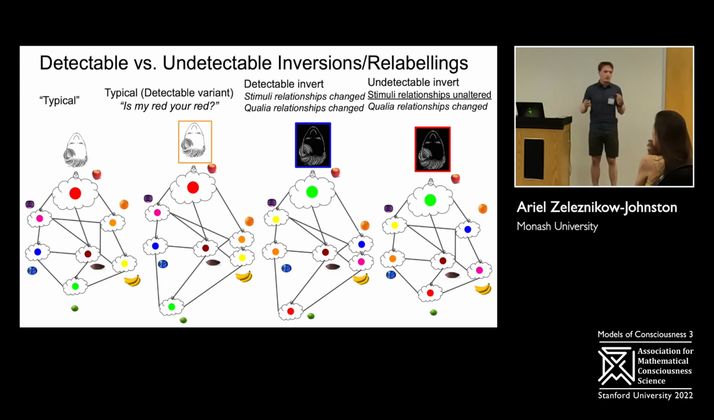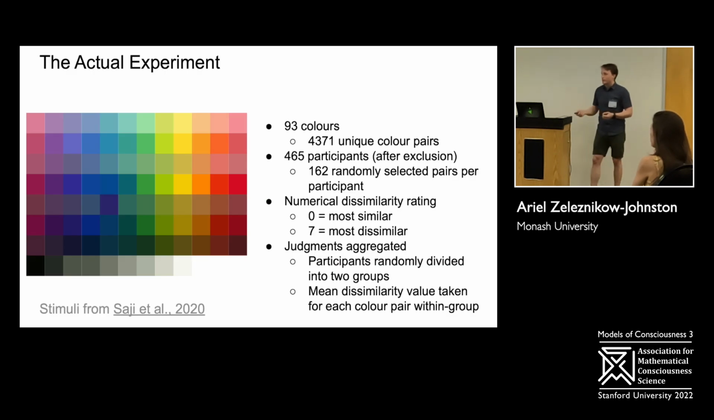And in my talk, sadly, I can't answer all of the questions, but I can at least talk about whether there's any evidence for the detectable inversion or the typical variant being present in actual psychological experiments that we can run. So to talk about the actual experiment that I performed, I took a set of 93 colors, and they formed 4,371 unique color pairs. I took about 500 participants. This is doing online experiments, which makes getting larger samples a bit easier.